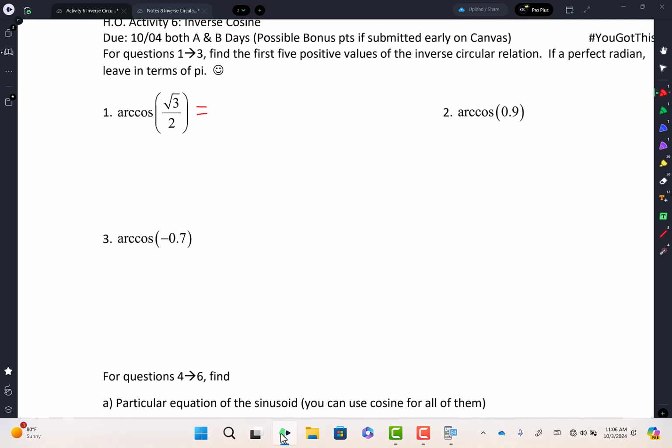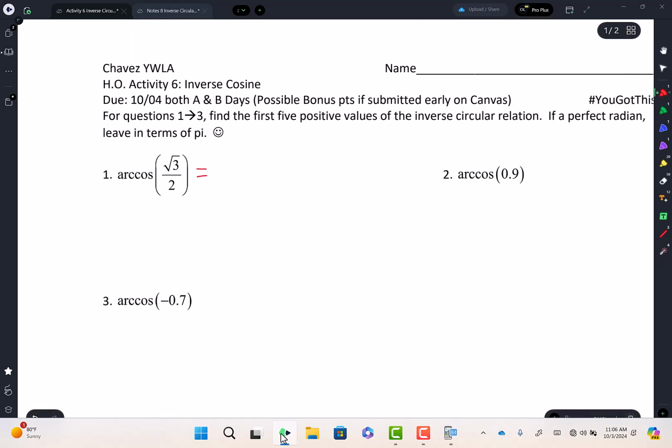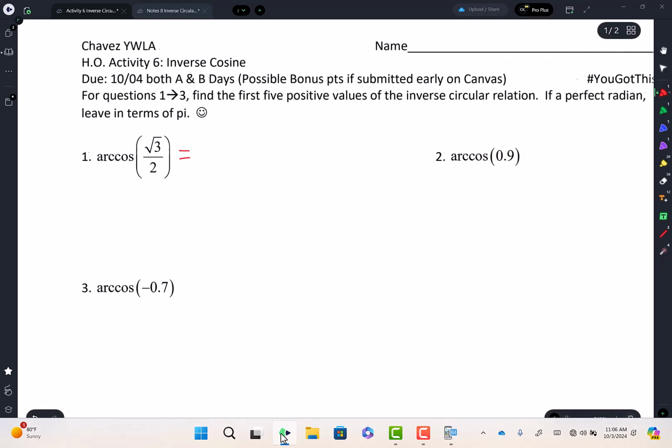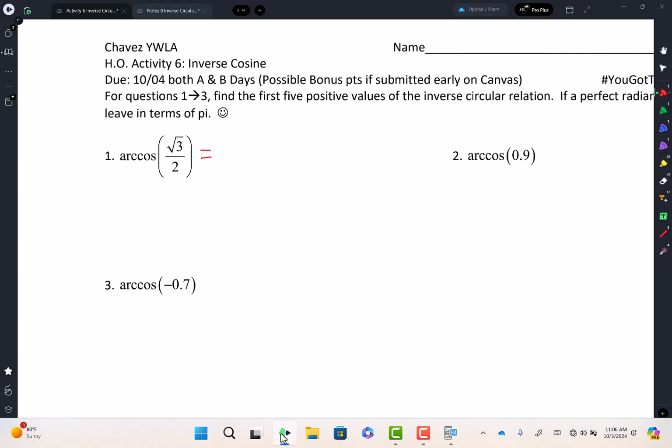Read the instructions that it says out there for us. For questions 1 through 3, find the first 5 positive values of the inverse circular relation if a perfect radian, leave in terms of pi. Okay. Is the first one going to be a perfect radian? Square root over 2? Yes.